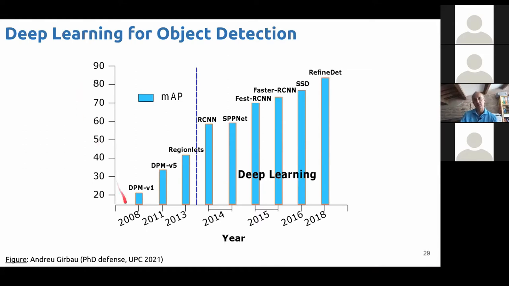So before deep learning, there were some solutions, and now after deep learning, there are some other solutions. I'll be covering most of them, especially the first ones, which provide the basics for object detection. So let's see what these R-CNN, SPPnet, Fast R-CNN, Faster R-CNN, and SSD refer to. What do they mean?